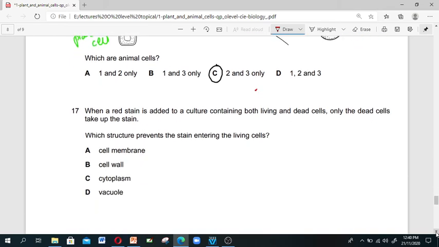When a red stain is added to a culture containing both living and dead cells, only the dead cells take up the stain. Which structure prevents the stain entering the living cell? Obviously the cell membrane, because the cell membrane is partially permeable in nature. In a dead cell, the cell membrane is not functional. So the cell membrane exists in a functional way only in living cells. So option A is the right option.